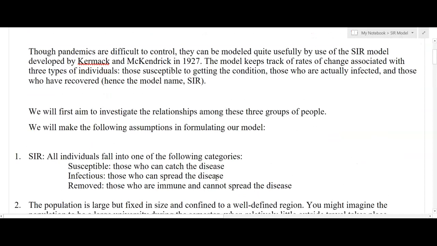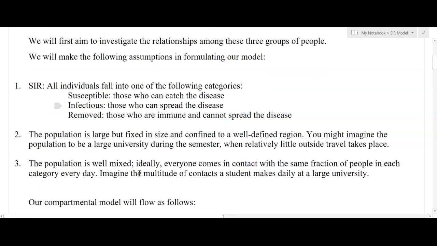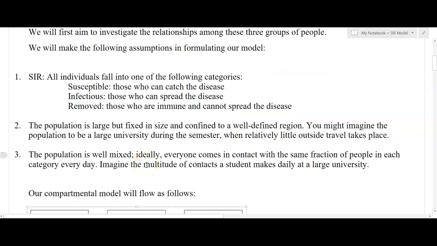Now, in order to develop this model, we're going to try to make some relationships among these three groups. We first need to make some assumptions, and these are base level assumptions. They aren't completely valid in the real world, but you have to start somewhere with a model. So SIR is a set of all individuals, and they fall into one of the following categories. Everybody, for example, in the United States can be classified as susceptible, those who can catch the disease; infectious, those who can spread the disease, or the people who currently have the infection; and the removed, those who are immune and cannot spread the disease.